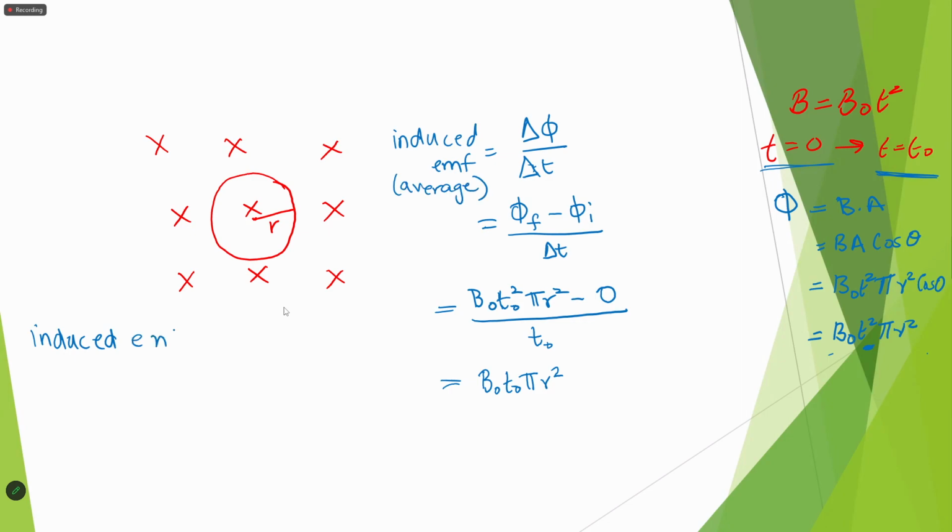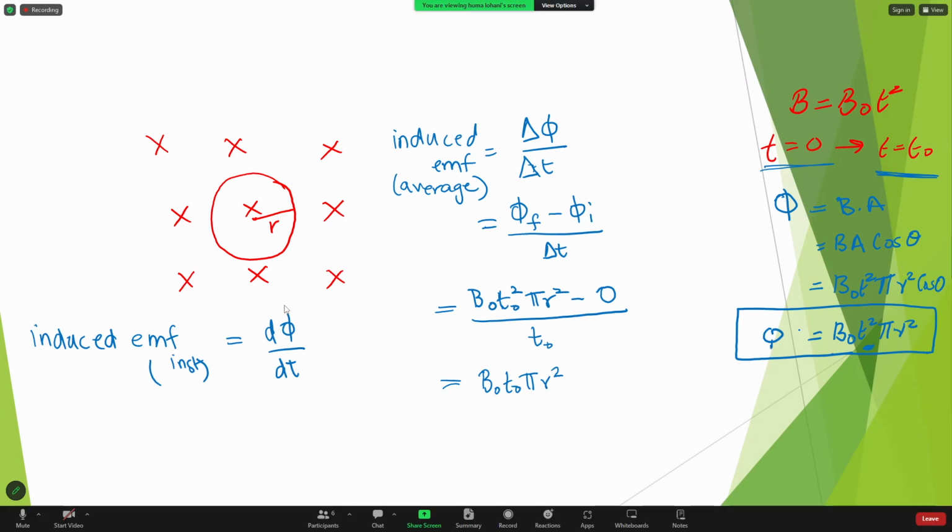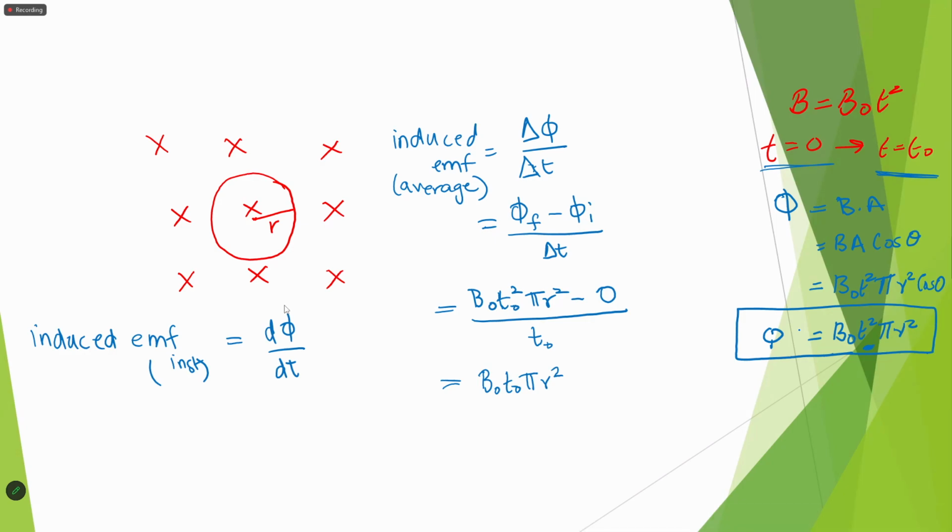Again, let's do induced EMF instantaneous first. If I do induced EMF instantaneous now, what will that be? d phi by dt, correct? This is your d phi. Now, do you know how to do d phi by dt from here? You know the differentiation, guys? Yes, we derive it, right? Just do for me d phi by dt. What will be the answer?